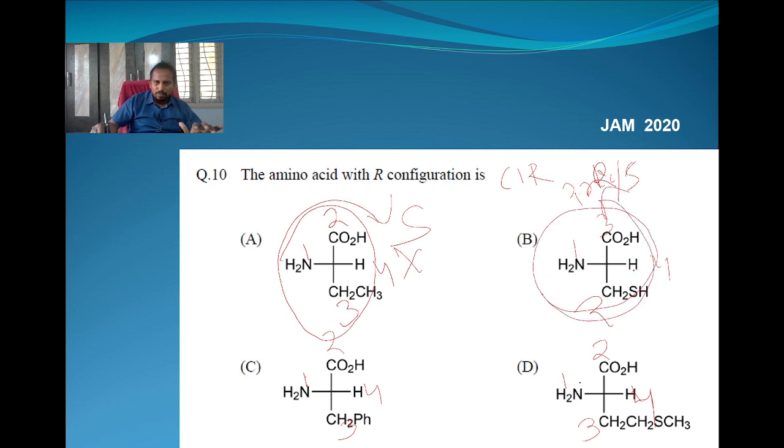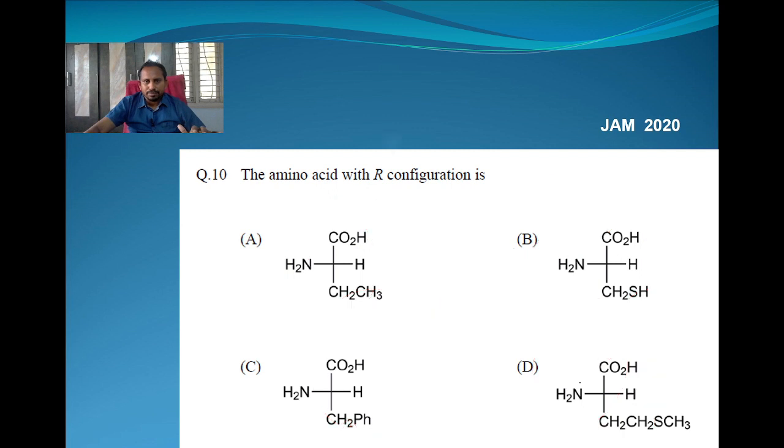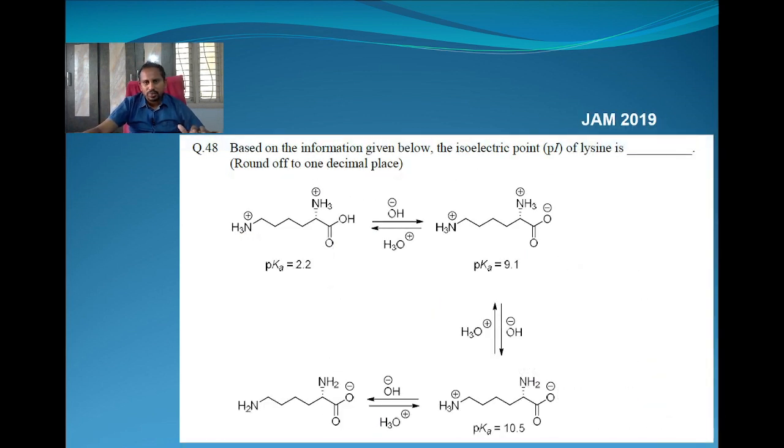Here 1, 2, 3, anti-clockwise, and 4th is at horizontal position, so this is R. Similarly, in this case, 1, 2, 3, clockwise, 4th is horizontal. Here 1, 2, 3, clockwise, 4th is at horizontal. This is only one, option B is the correct answer. In this way, you will solve the question. So moving to the next question.